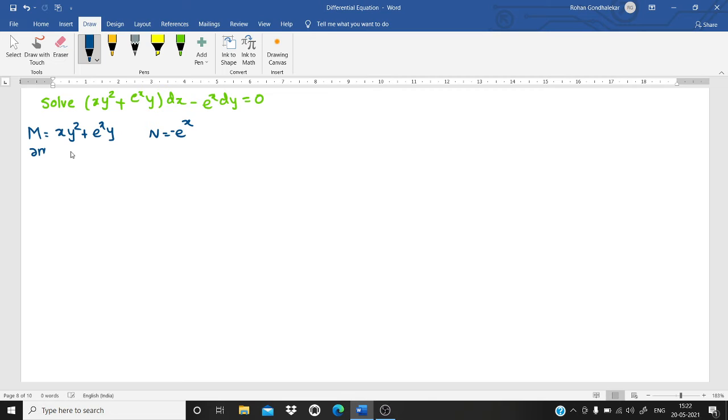What is dabba m by dabba y? Dabba m by dabba y is 2xy plus e raised to x. And what is dabba n by dabba x? Equals to minus e raised to x. Of course, they are not equal. So therefore, given differential equation is not an exact.